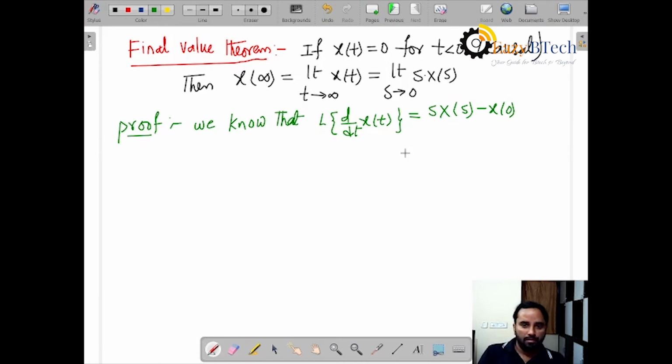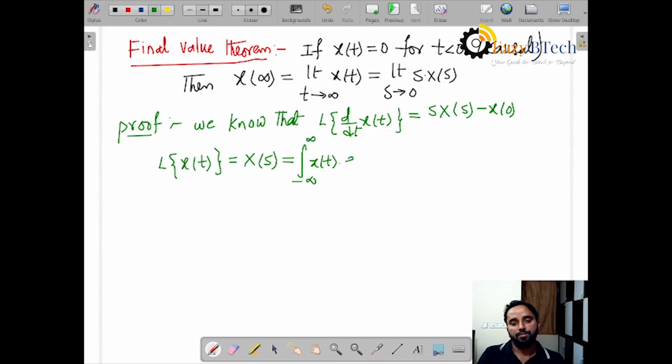Now, the general Laplace transform formula. What is the Laplace transform of a signal x of t? The Laplace transform of a signal x of t is X of s equal to the integral from minus infinity to plus infinity of x of t into e to the power minus st dt. But here our x of t is 0 for t less than 0, therefore the lower limit is 0 to infinity, not minus infinity to plus infinity.